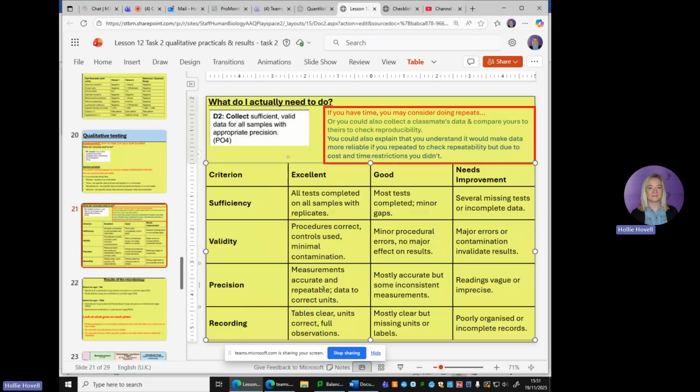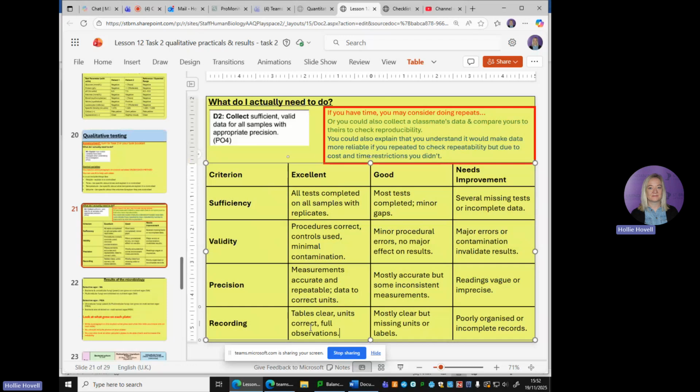Okay. In terms of precision, it's that your measurements were made really well. So, for example, did you read the colours accurately from the lookup table? If you had any repeats, was each repeat similar? You could talk about in your quantitative biology, when you shared class data, were the standard deviations small? Did you use the right units in your results tables? And in terms of recording, your results tables should all be there, all filled in, all correctly filled in.